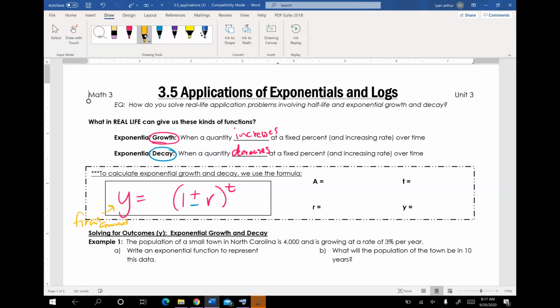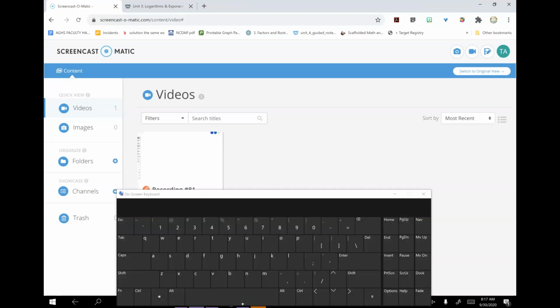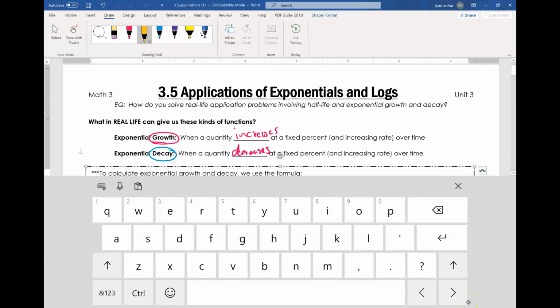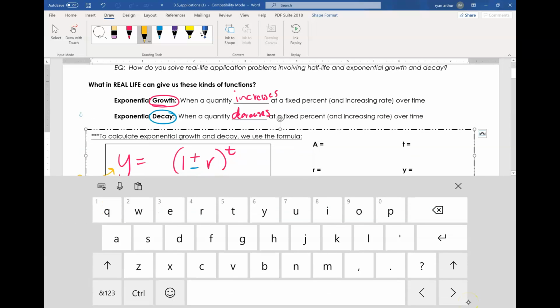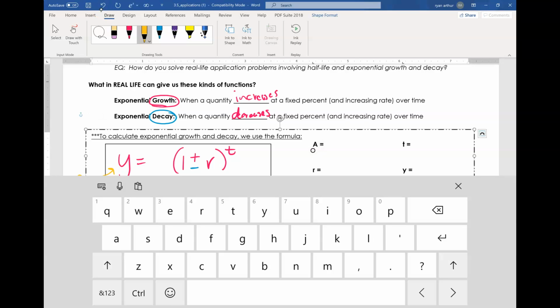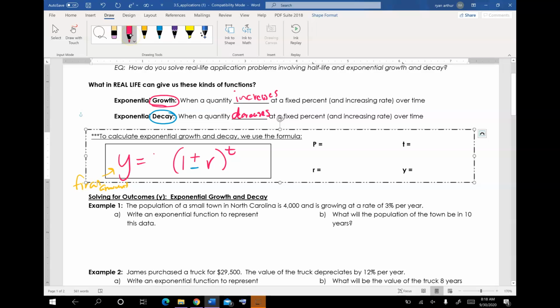Let's change this a so we don't get all messed up. Pull the keyboard out. There we go. We're going to change that to a P, just so we can stay consistent, so it's not too crazy. That P still means initial amount.